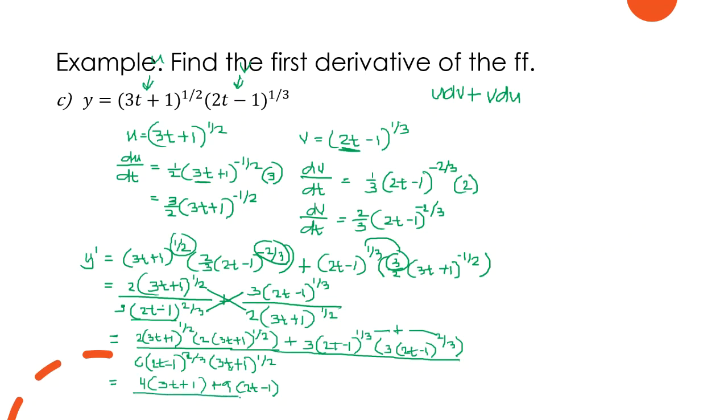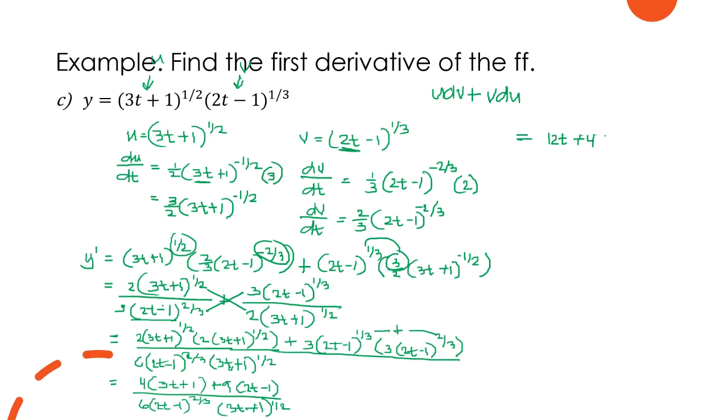Copying the denominator, we have 6 times 2t minus 1 raised to 2/3, times 3t plus 1 raised to 1/2. And then simplifying our numerator, since we can still simplify that, just have it here. So 4 times 3t, that is 12t. 4 times 1, that is 4.